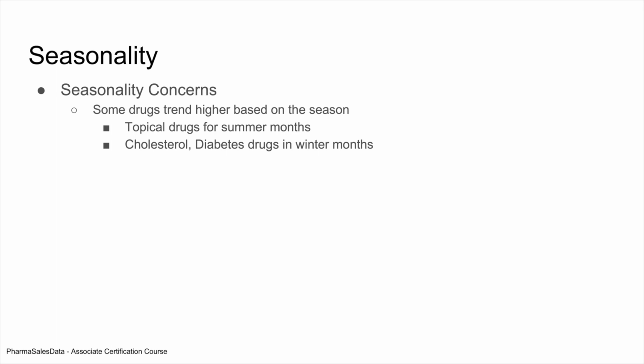Seasonality. Some concerns you want to have when you're looking at your sales data and your prescription data is that some drugs are used more frequently at different times of the year. For example, a topical drug will be used more during the summer months. A topical drug is something that would treat a condition on your skin or on your nails. Because people wear less clothing in the summer and their body parts are more visible, they want to hide or treat that condition because it's unsightly. So they'll take a topical drug more often in the summer months.